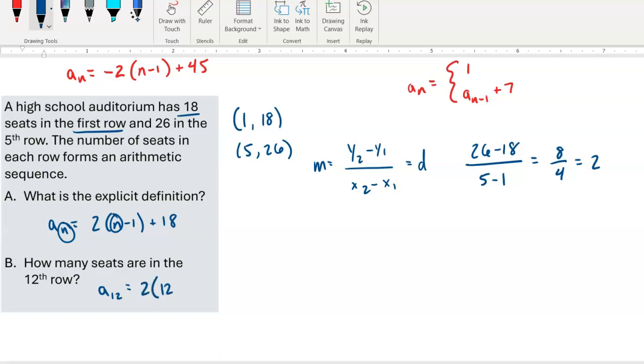So on the right side, we'd have 2 times 12 minus 1 plus 18. If we simplify that, obviously 12 minus 1 is 11, and 2 times 11 is 22, and 22 plus 18 is 40. So we know in the 12th row there would end up being 40 seats.